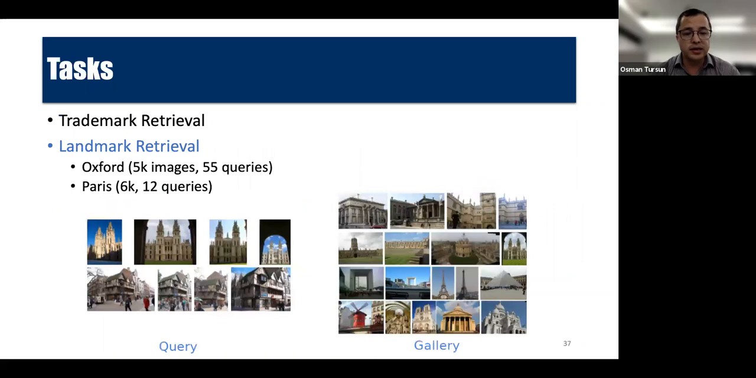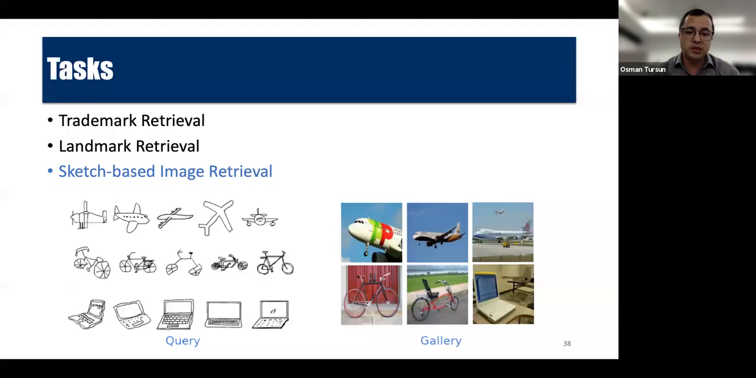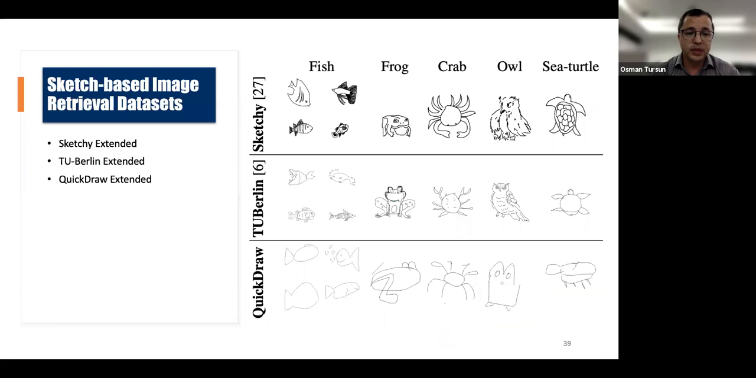And the second task is landmark retrieval. It's a well-known task for the CBIR community. It has the Oxford and Paris data sets. And the third one is the sketch-based data set. It's different from the previous two data sets. As you see, the query and the gallery are actually from two different domains. For sketch-based image retrieval, I use the Flickr, TU-Berlin, and Sketchy data sets.